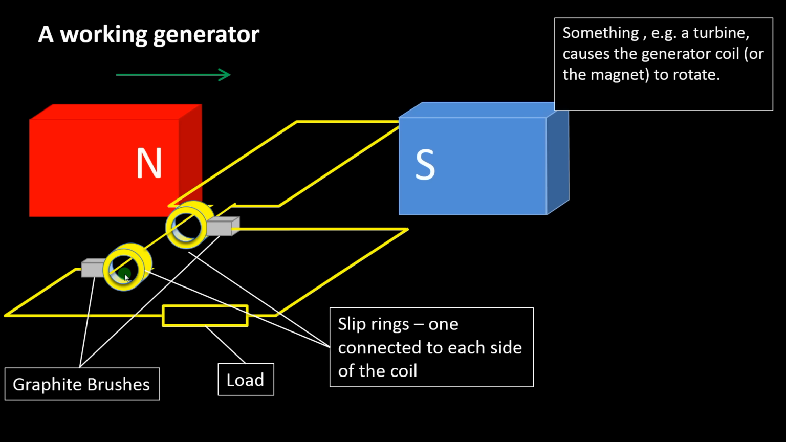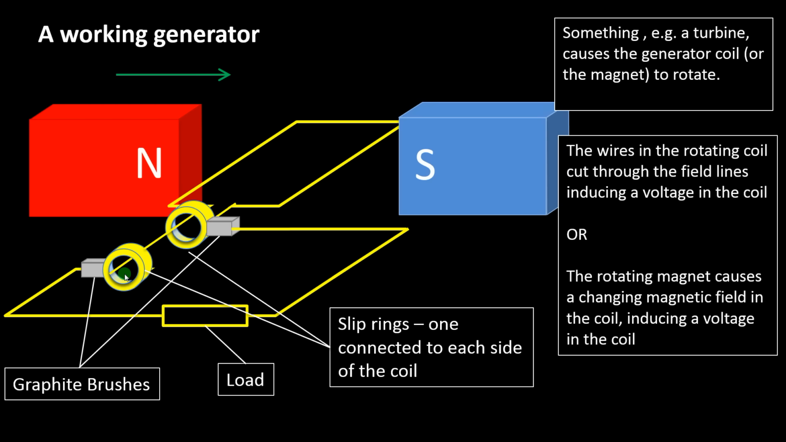Okay, so like I said, something, if it's a power station, it'll be a turbine, causes the generator coil or the magnet to rotate, and then we can see from our explanation that the wires in the rotating coil will cut through the field lines, inducing a voltage. Or if you prefer, the rotating magnet, if we're thinking about the version where the magnet rotates, not the coil, causes a changing magnetic field in the coil, and that induces a voltage. So that's the general principle.